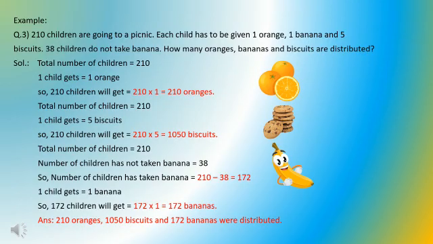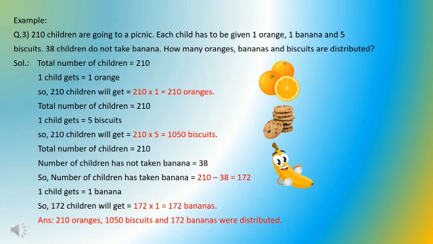Now we will do some more questions related to unitary method. Question 3. 210 children are going to a picnic. Each child has to be given one orange, one banana and 5 biscuits. 38 children do not take banana. How many oranges, bananas and biscuits are distributed?